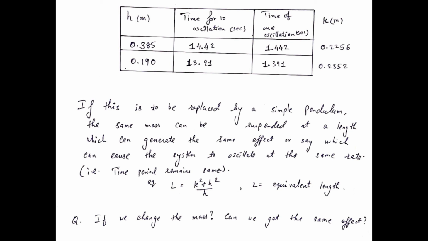Try this at home. Take a compound pendulum, suspend it at 3 different values of h, and measure the time period for 10 oscillations. Based on that, you will be able to calculate the value of k. Now with these two details, find the value of L, that is the equivalent length, and then take another mass of the same value, suspend it at this length, and then measure the time period for that, and check if the time period for this simple pendulum and the equivalent compound pendulum is the same or not.